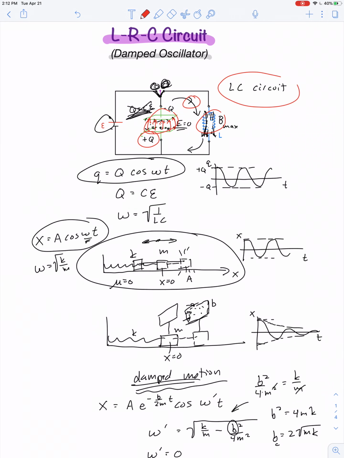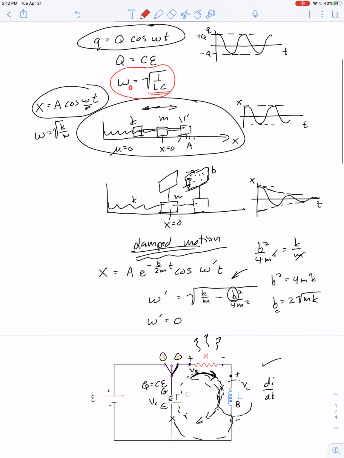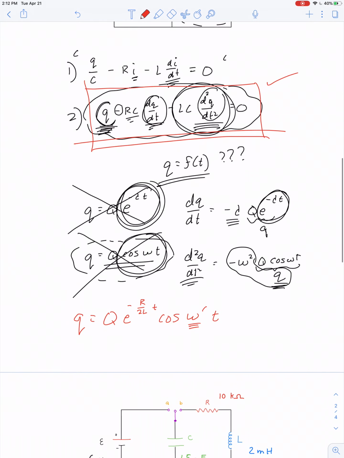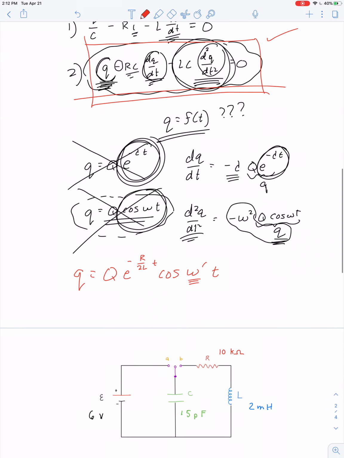For the LC circuit, the one that has no resistance, we can say it has an angular frequency, or I'll change my terminology, I'll call it omega naught. That's the frequency of the circuit without any resistance. The frequency is the square root of 1 over LC. When resistance is added to the circuit, the frequency is the square root of 1 over LC minus R squared over 4 L squared.